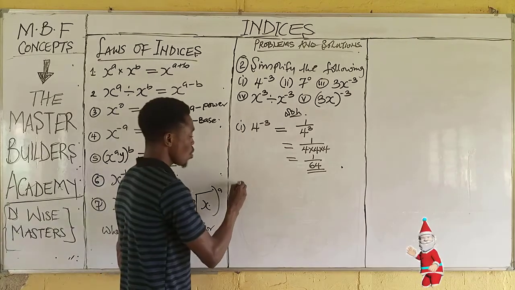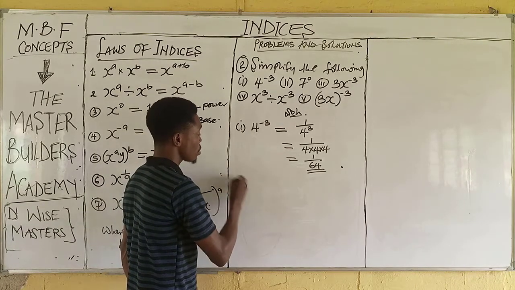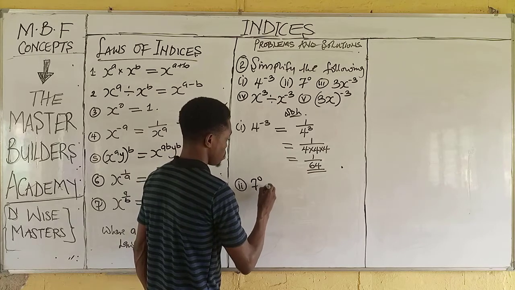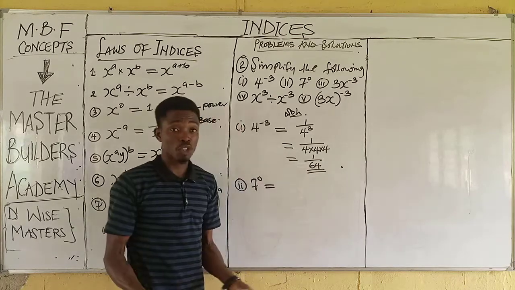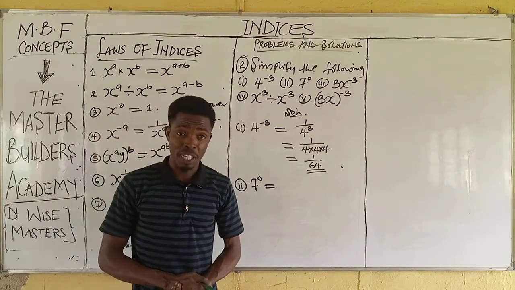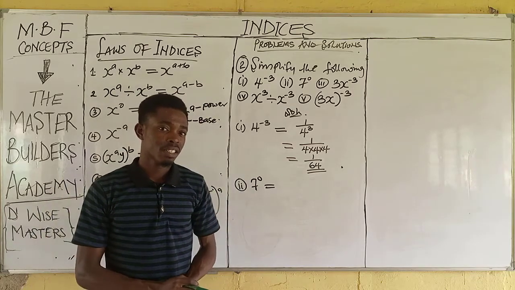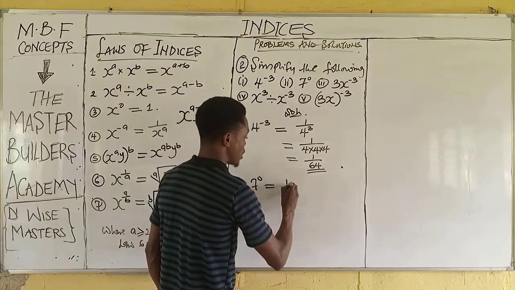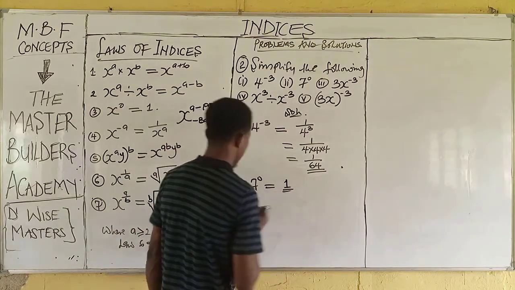Then Roman figure 2. We are given 7 raised to the power of 0. Guys, you don't need to solve this. You don't need to kill yourself about this. Anything raised to the power of 0 is 1. We will validate this in one of our videos, alright? So anything raised to the power of 0 is 1, so you don't need to think about this.